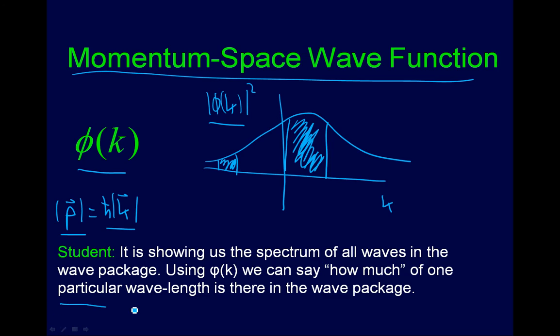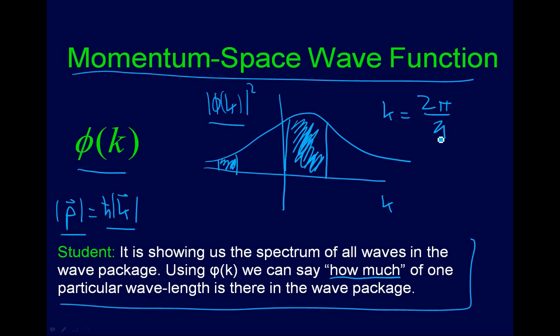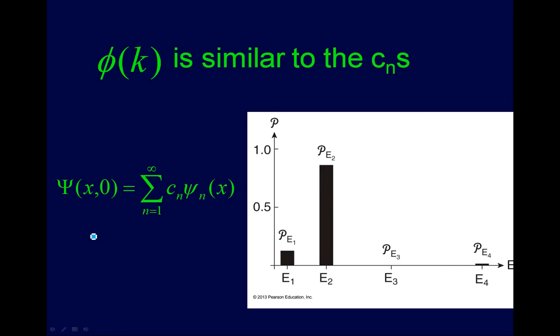Here's what a student said last year, that this phi of k, the momentum space wave function, is showing us the spectrum of all the waves in the wave packet. So maybe they meant packet, but either way sounds good to me. So using phi of k, we can say how much, again in quotes, of one particular wavelength is there in the wave packet. Because again, remember our k is just our wave number, which is 2 pi divided by the wavelength.